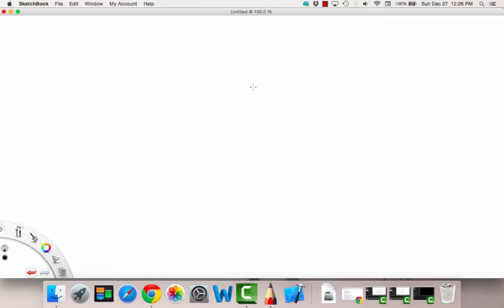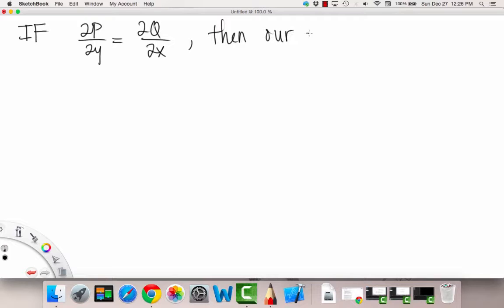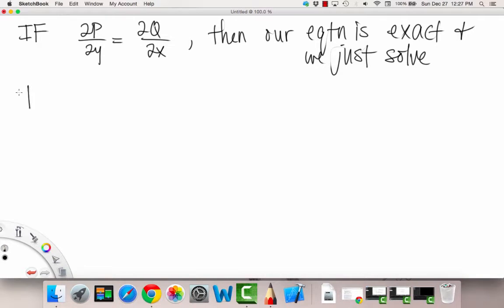Now the big question is, we said if partial P partial y is equal to partial Q partial x, then that means our equation is exact, and we just solve as I just showed you on the previous problem. We approach it from two different sides. We find two potential functions, and we try to match them up to get that one single function at the end. So then our equation is exact, and we just solve like normal. If not, then we have this other case.